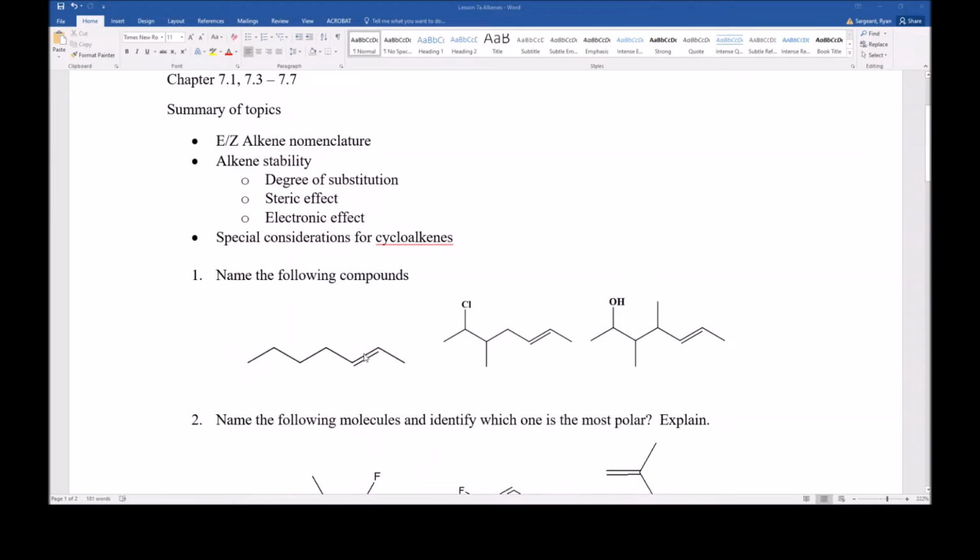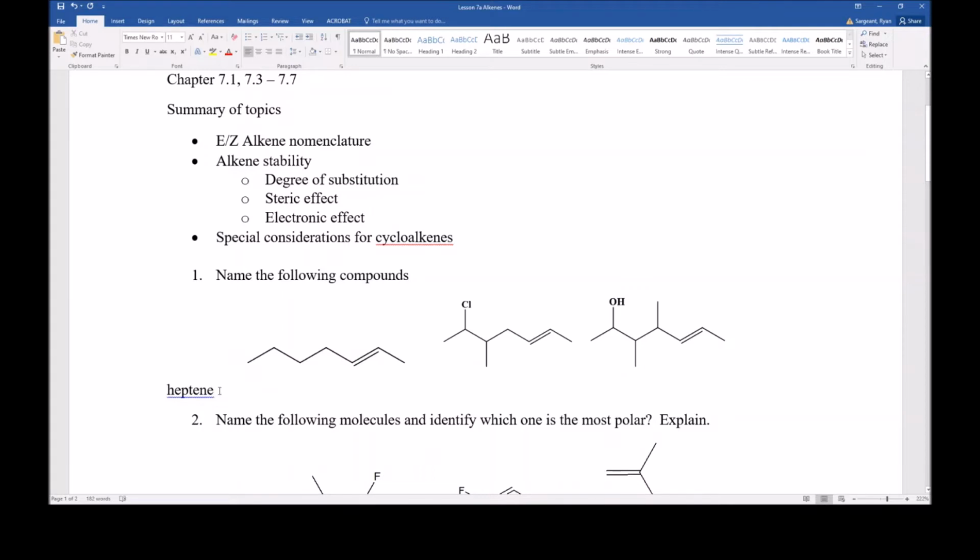A carbon-carbon double bond right here involves two sp2 hybridized carbons, and the nomenclature for alkenes is very similar to the nomenclature of an alkane. If this didn't have the double bond, then I would just call this compound heptane. When it's an alkene, you just change the ane to an ene, and now you have your new name for this compound right here. Now, the problem with this compound and its name is that currently this name does not tell me where the double bond is occurring.